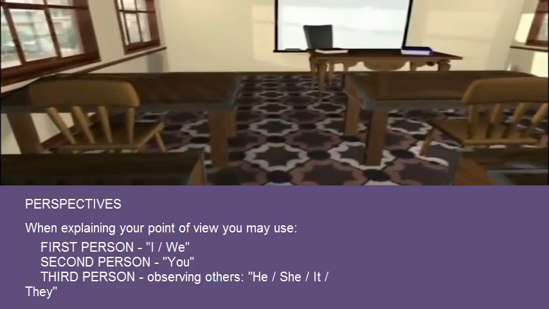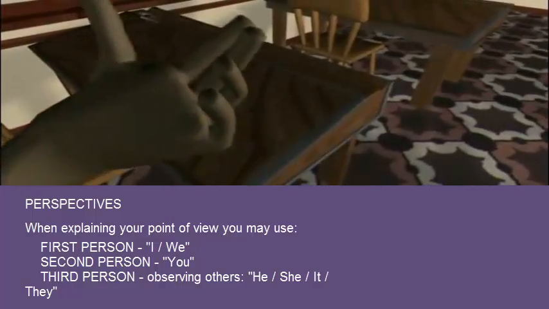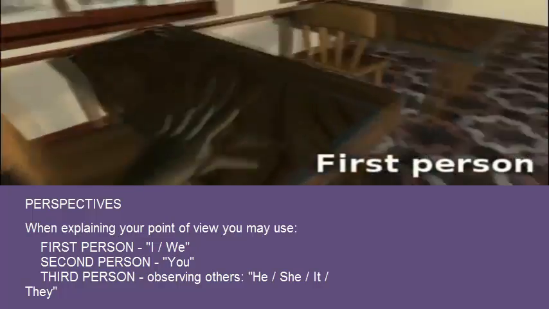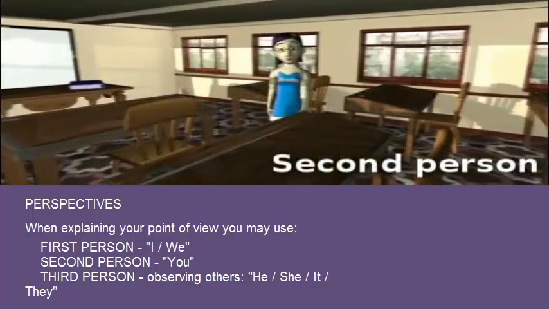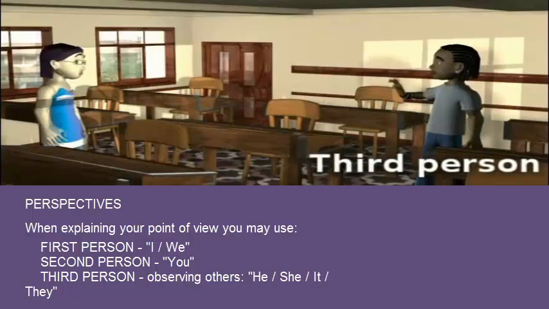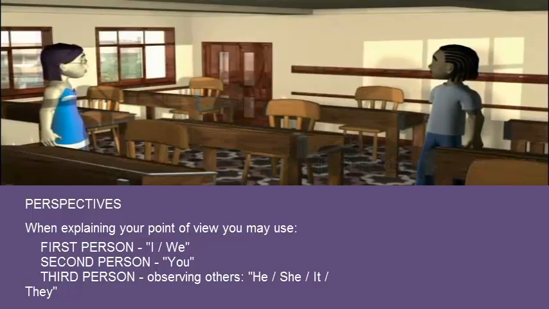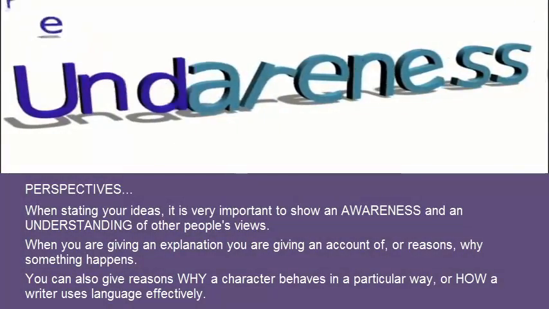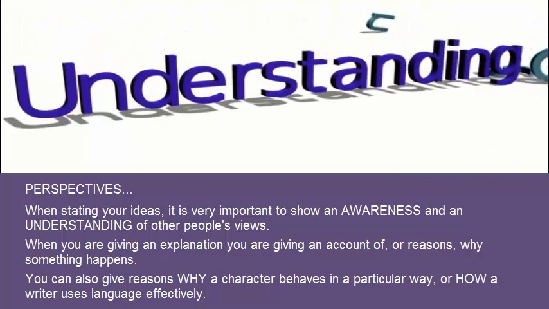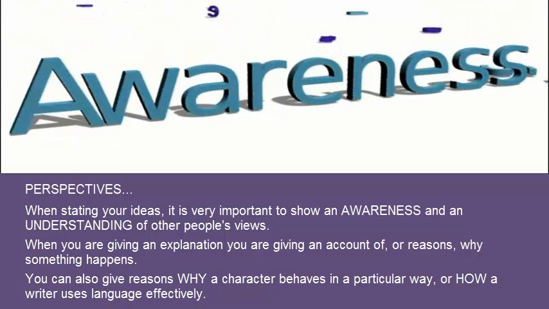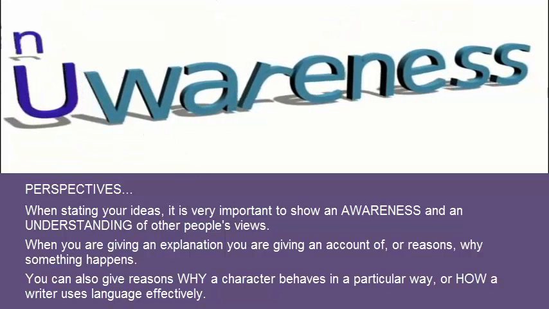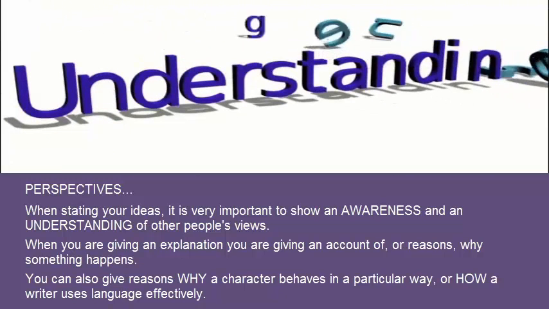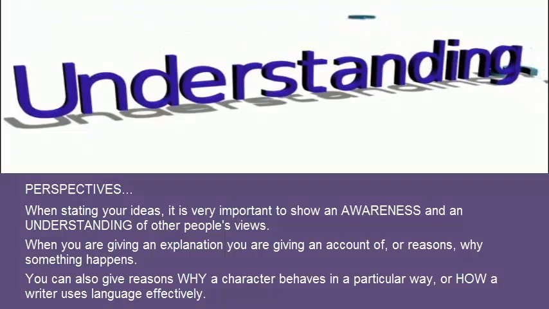Perspectives. When explaining your point of view, you may use first person, I, we, second person, you, third person, observing others, he, she, it, they. When stating your ideas, it is very important to show an awareness and an understanding of other people's views. When you are giving an explanation, you are giving an account of or reasons why something happens. You can also give reasons why a character behaves in a particular way, or how a writer uses language effectively.